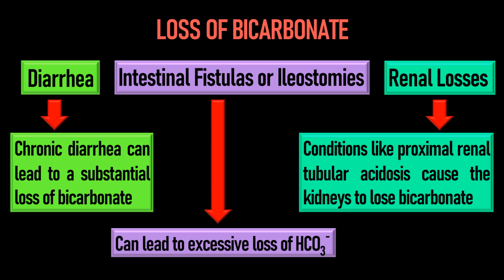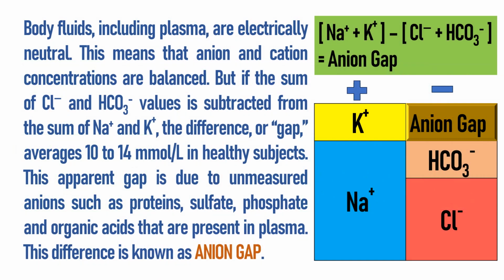Similar to diarrhea, renal loss of bicarbonate may occur. Conditions like proximal renal tubular acidosis cause the kidneys to lose bicarbonate, leading to a drop in blood bicarbonate levels. Before proceeding further, an idea about anion gap is necessary.